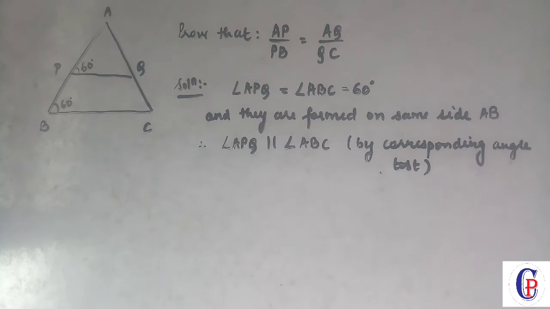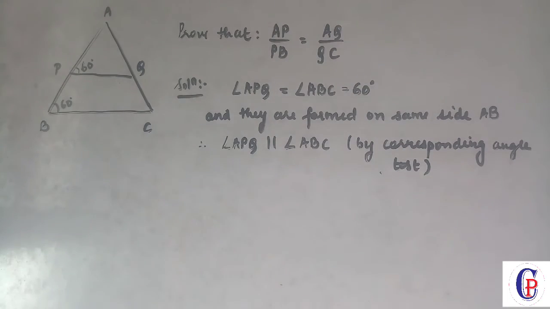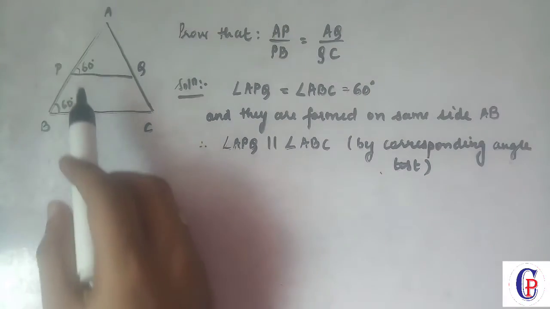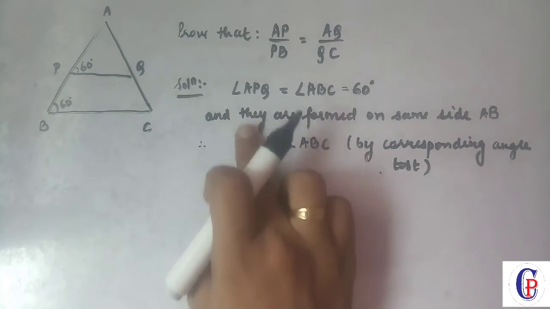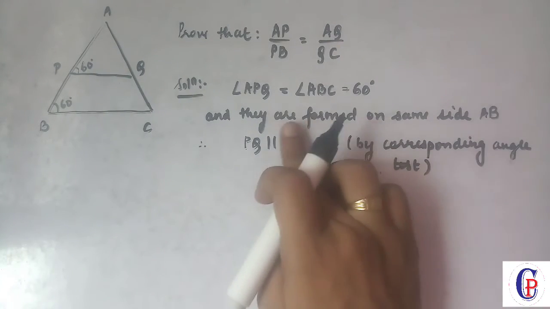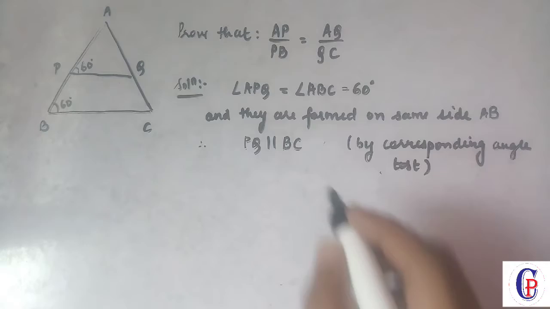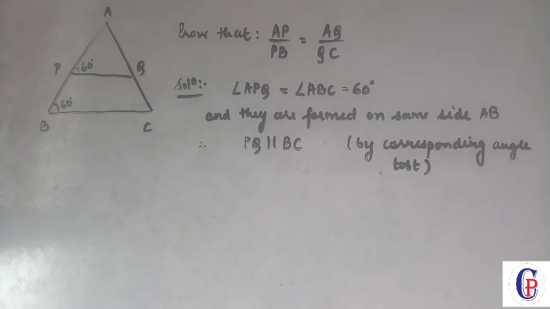Okay, we have corresponding angles, alternate angles and interior angles. So you can see here, we can see a letter F, so this says that this is the corresponding angle test. Sorry, I wrote this wrong. It should be PQ parallel to BC, by corresponding angle test. Two angles of course cannot be parallel. I made a big mistake, sorry for that.